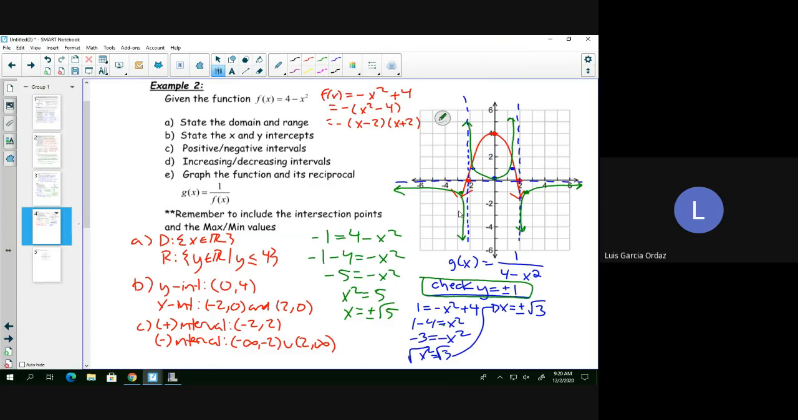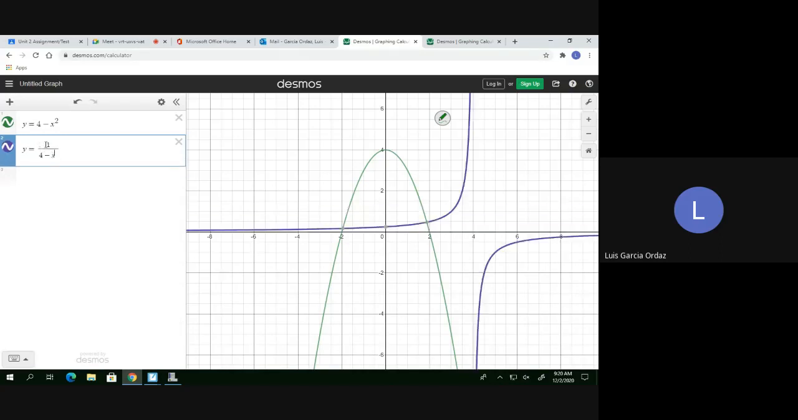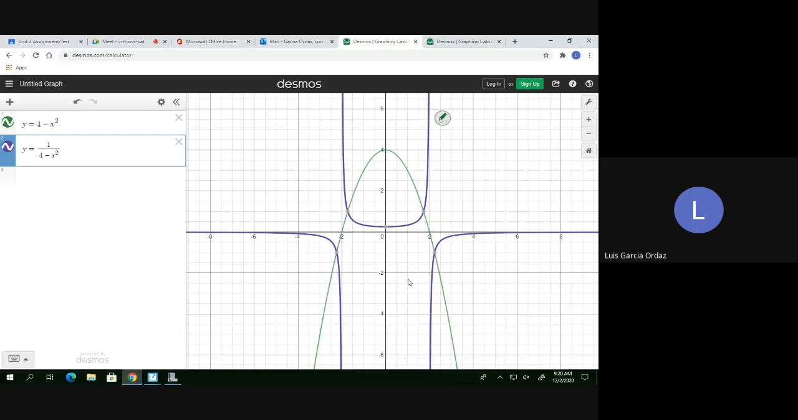So I'm going to plot this in on Desmos, and you're going to see that it should give us back what we just did. So you get y is equal to 1 over 4 minus x squared. What were the key points that we're looking at? We have 0 and 1 over 4. Remember, our y-intercept was 0 and 4. So the reciprocal of 4 is just 1 over 4.